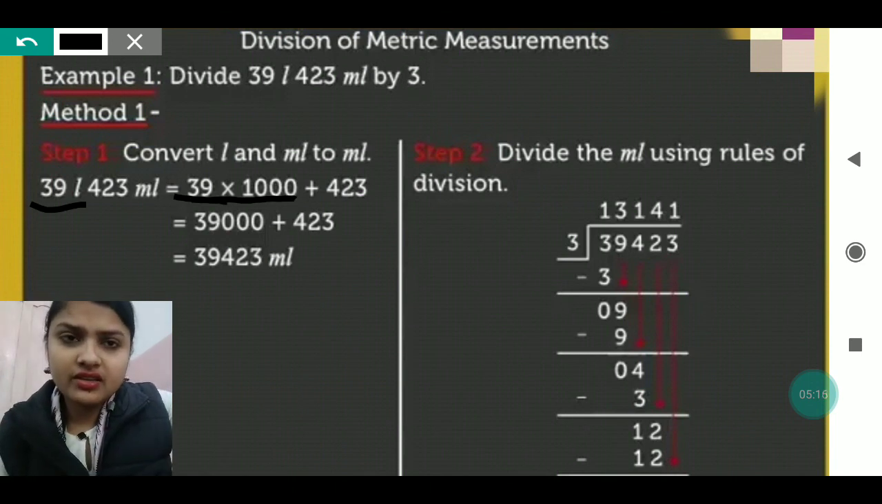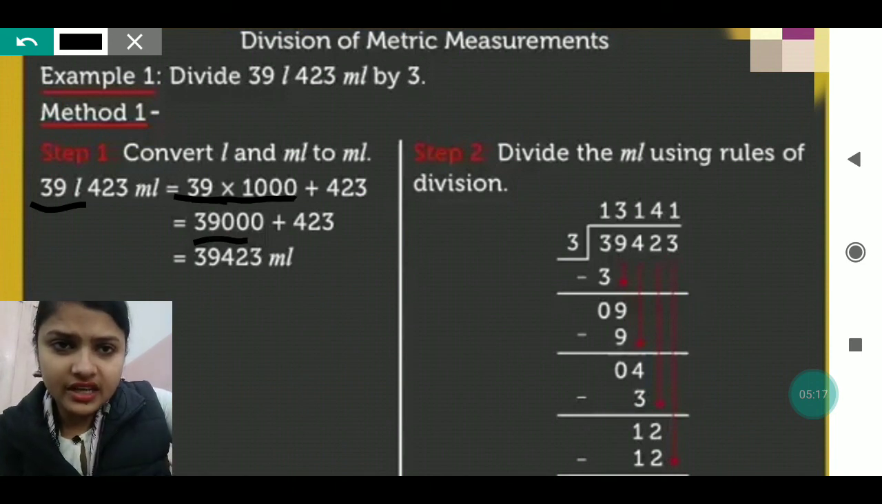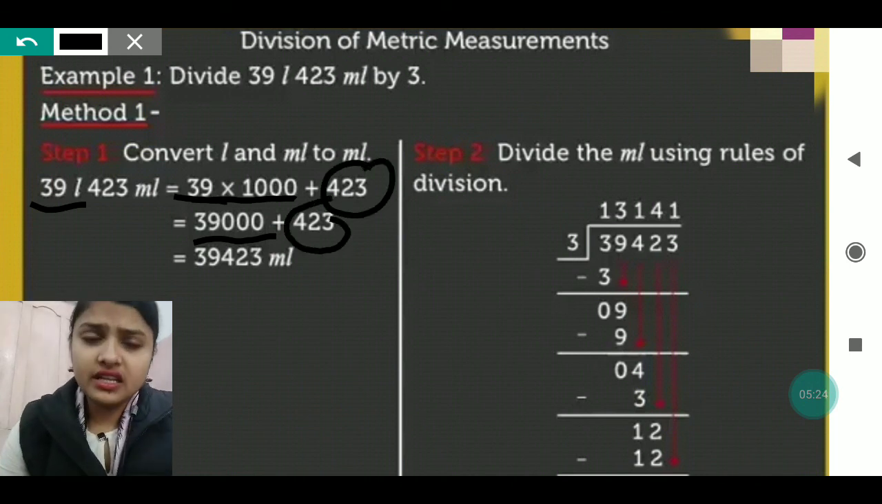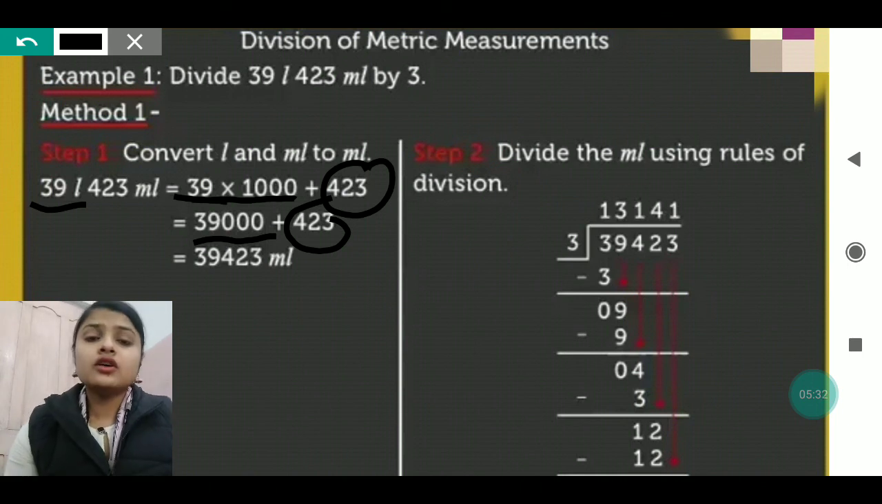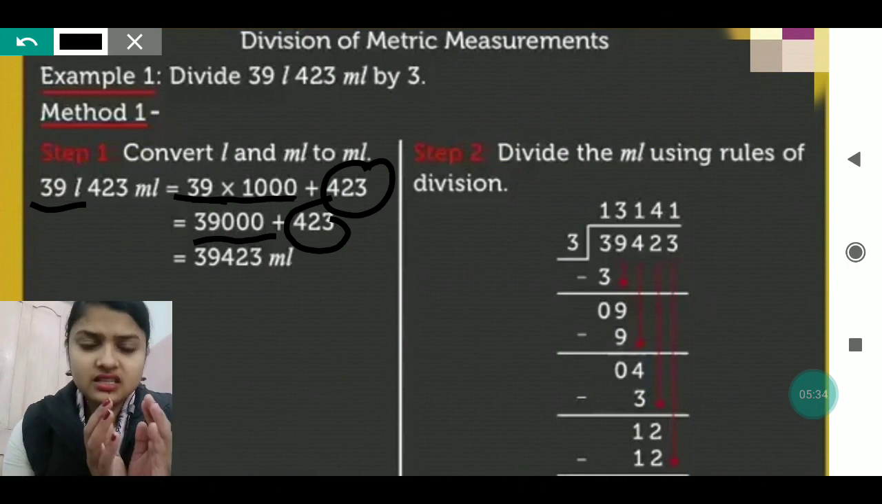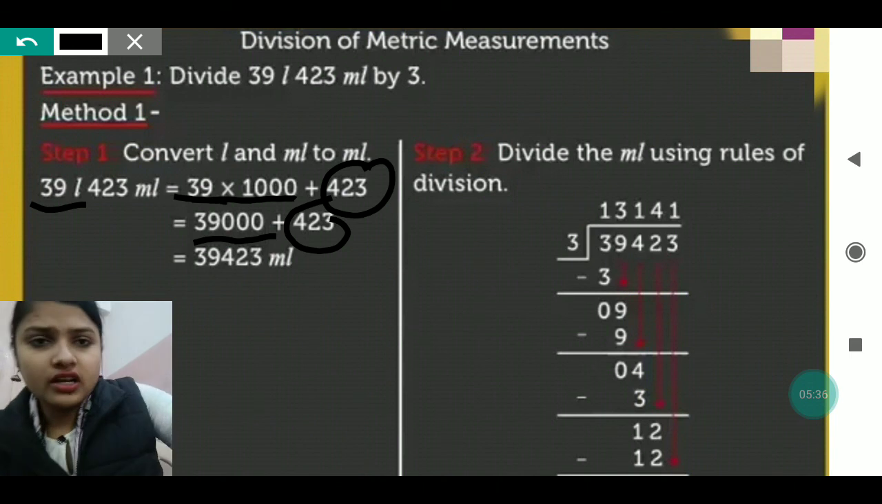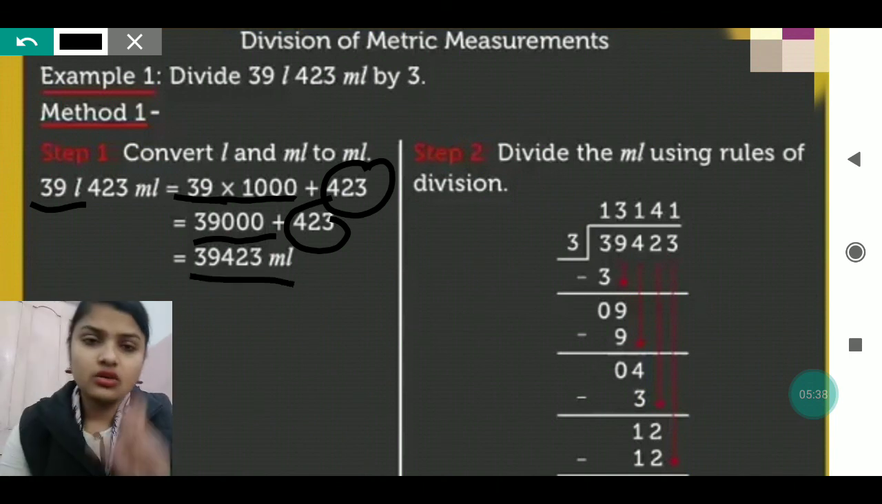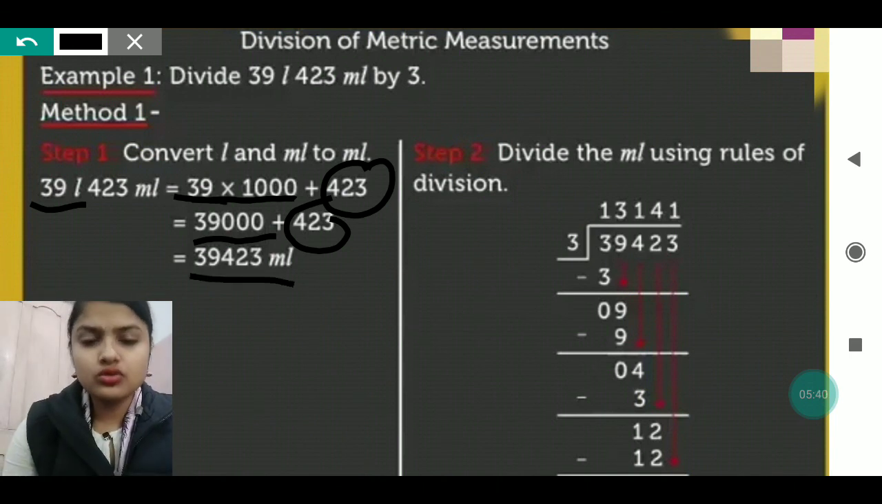When you multiply 39 into 1000, you will get 39,000, and this 423 milliliter you will add to this 39,000. When you add this, you will get 39,423 milliliter. Okay, so now the number which you have got is completely in milliliter, means only 1 unit. Now it's easy to do the division.